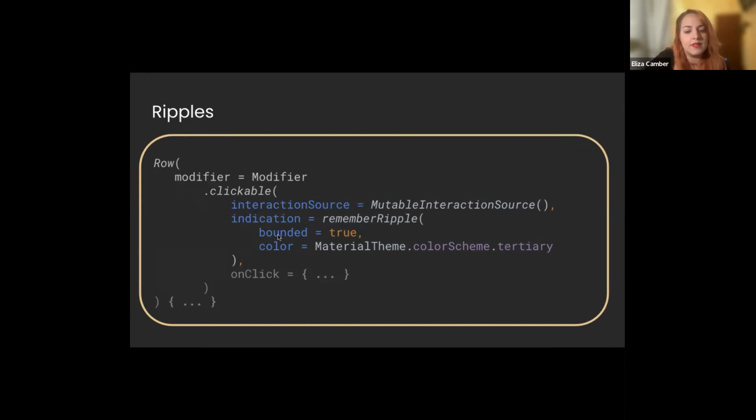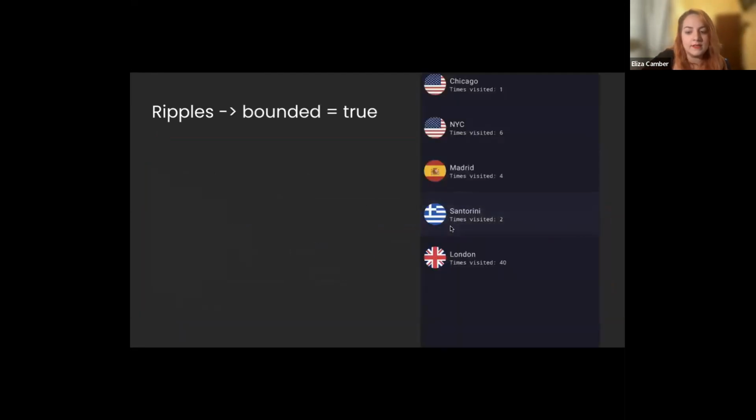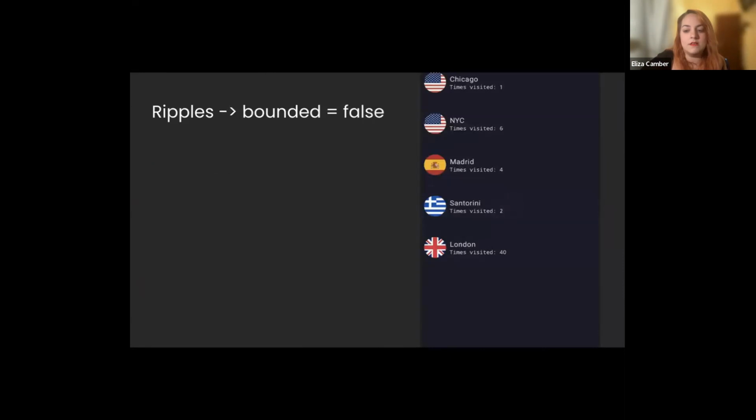And we see over here that it has a bounded parameter, true or false. So if it's bounded, it looks like this. It's basically bound to whatever view we tap. If it's not bounded, then it's not tied to a specific view. It's just on the place that the user will click.